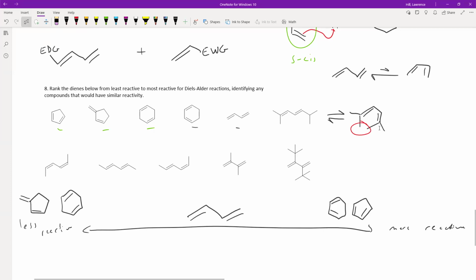As we go to bulkier and bulkier groups, placed in such a fashion that they get closer together when we go to the S-cis conformation, that's going to decrease the probability of forming the S-cis conformation. So this one's even less likely to form the S-cis conformation and more likely to be in the S-trans conformation, making it slower to react. And that's the end takeaway: this is going to be slower to react because less of the molecule at any given time is going to be in the appropriate S-cis conformation.